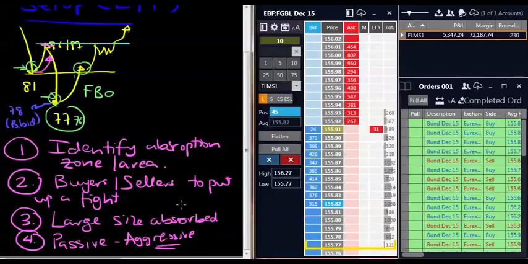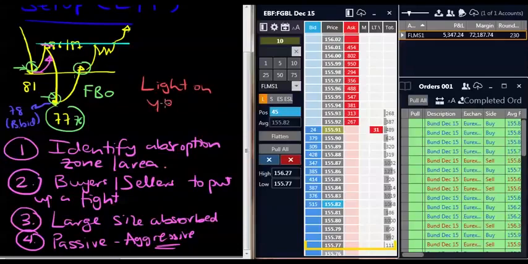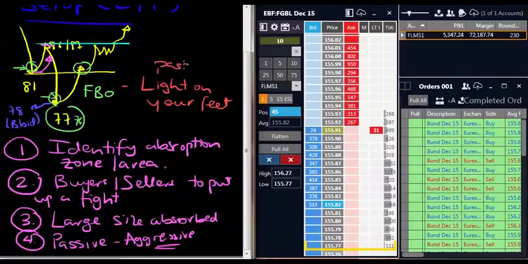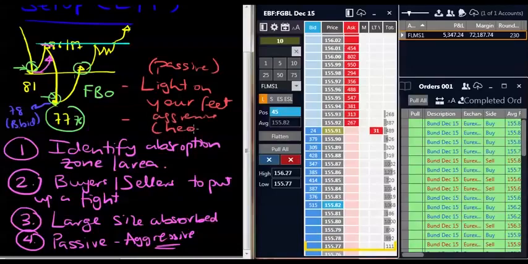Until then, throughout this process, from an execution standpoint, the main thing you want to be doing, a very important factor, is staying light on your feet until it gets aggressive. While you're passive, stay light on your feet, and then when it gets aggressive, that's when you can get heavier. So that's basically how we could potentially view a contrarian setup.